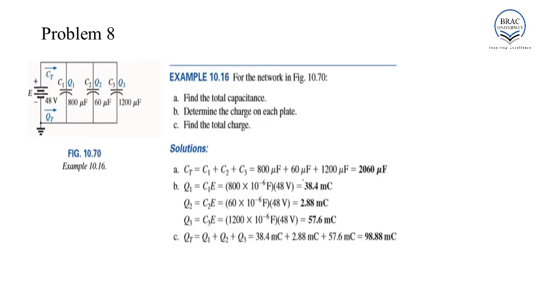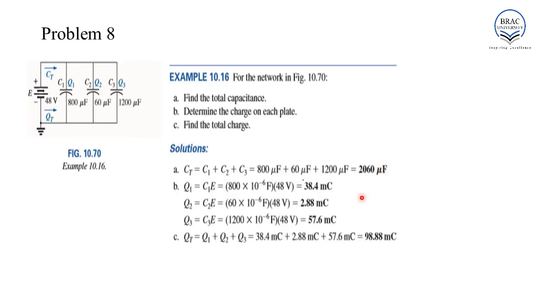In this example, the capacitors are connected in parallel configuration and we need to determine the total capacitance, the charge on each plate and the total charge. Now, since the capacitors are connected in parallel configuration, the total capacitance Ct will be equal to C1 plus C2 plus C3, which is equal to 2060 microfarad.